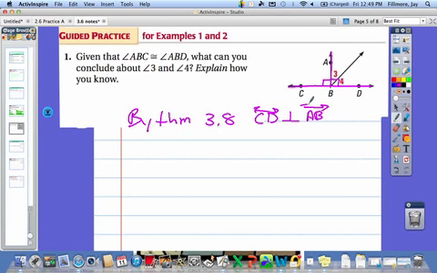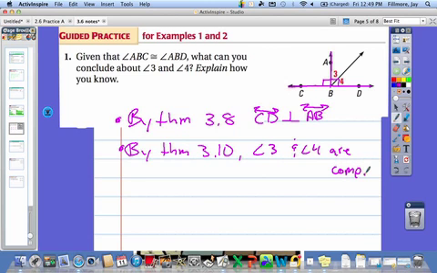I'm going to call it a line even though it's represented by a ray in this picture. And because of that, we can say by Theorem 3.10 that angle 3 and angle 4 are complementary. So that's what we can tell from here.